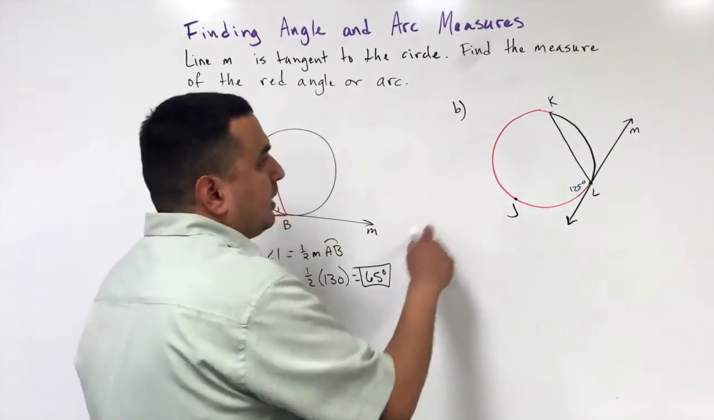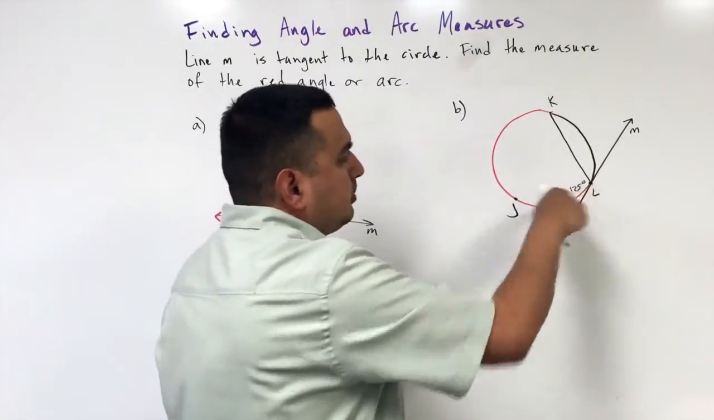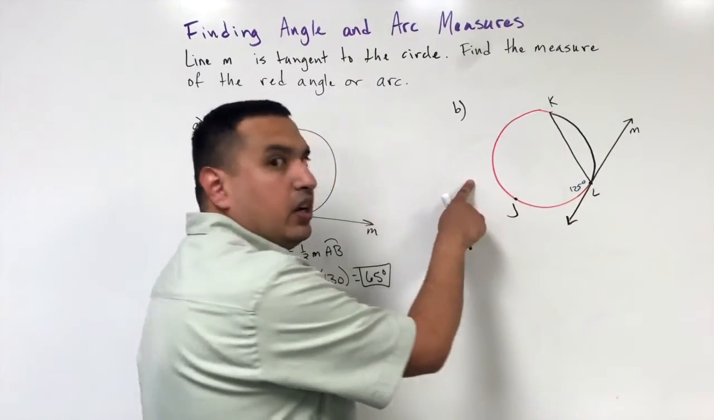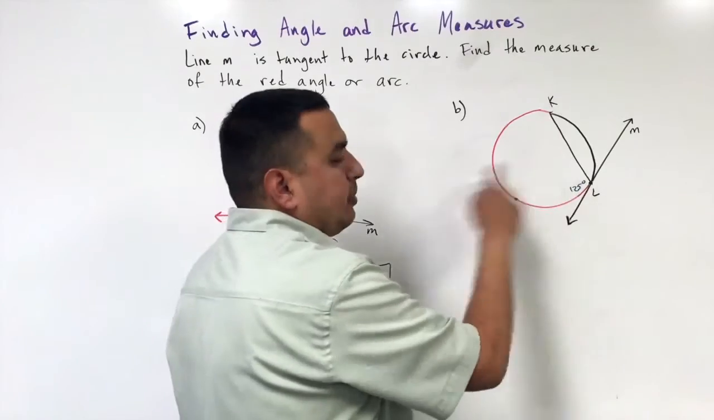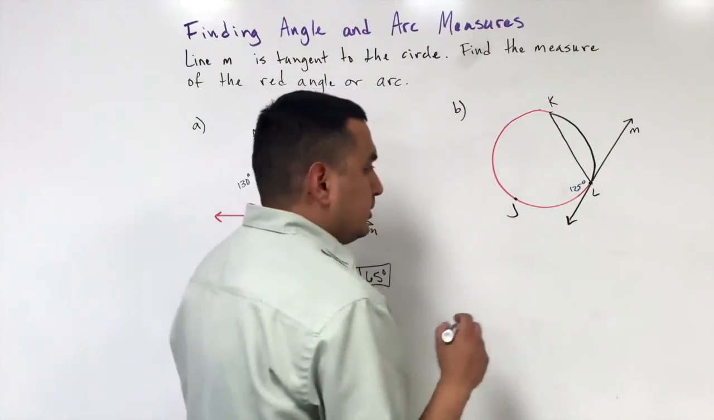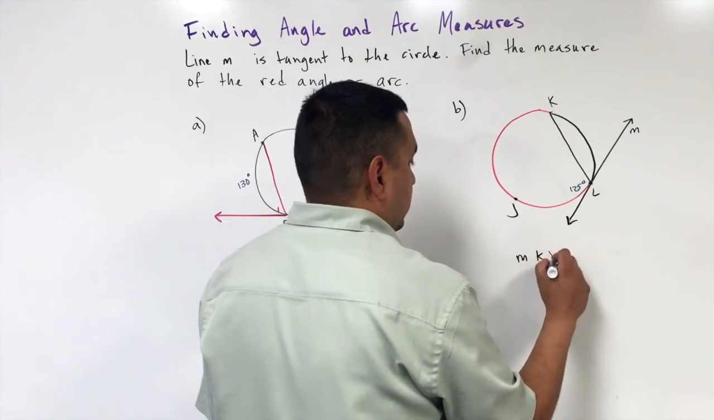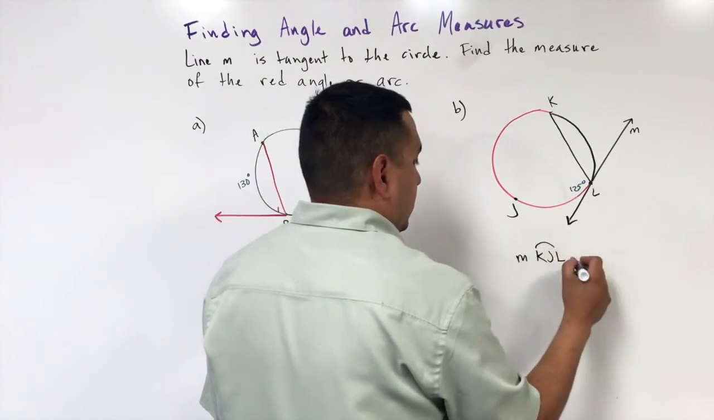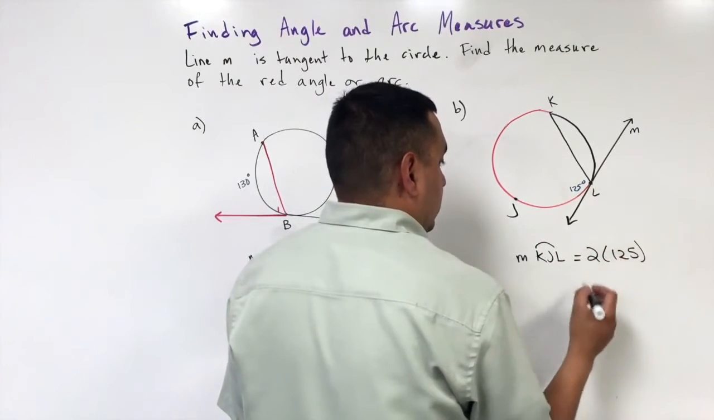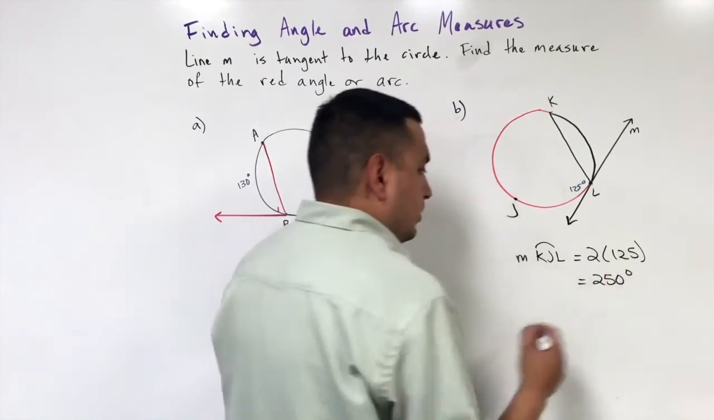Okay, so now looking at example B, they gave me the measure of the angle. And I know the angle is half the measure of the arc. So if I'm going backwards, I have to double the 125. So the measure of arc KJL is 2 times the angle, which is going to be 250 degrees.